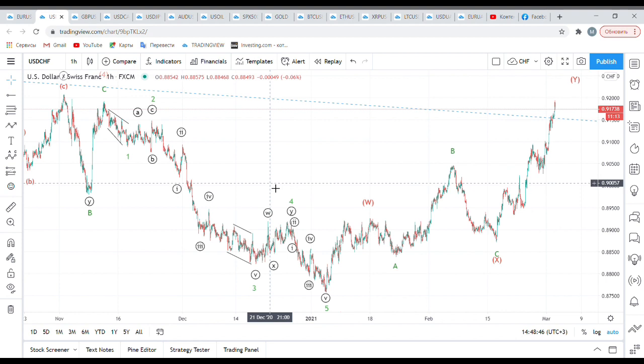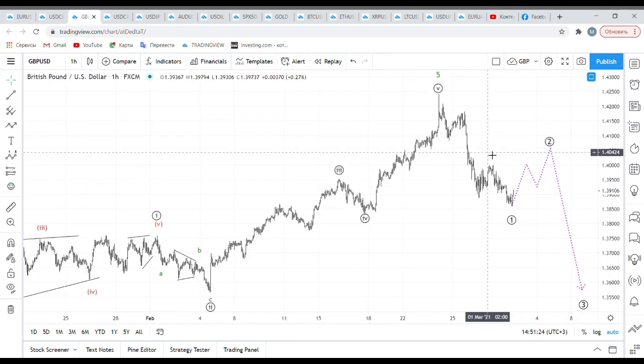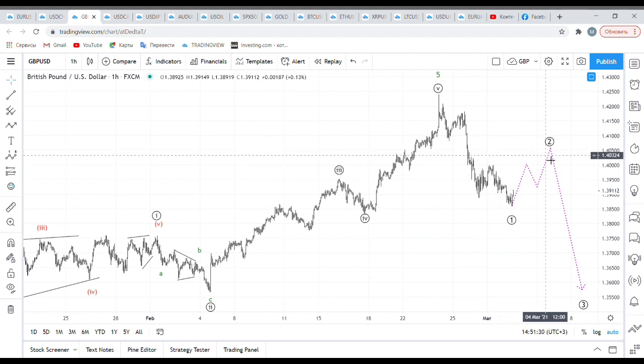As for the franc dollar, we also chose an alternative option which implies the complication of the correction to a double zigzag. As for the British pound, we got 5 waves down, and this means that if we now get a 3-wave correction, we can try selling with targets of 1.35.